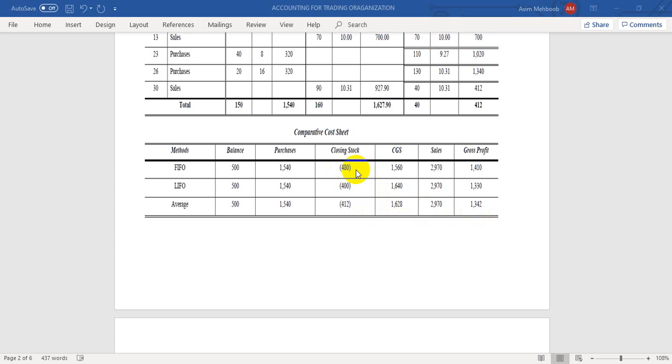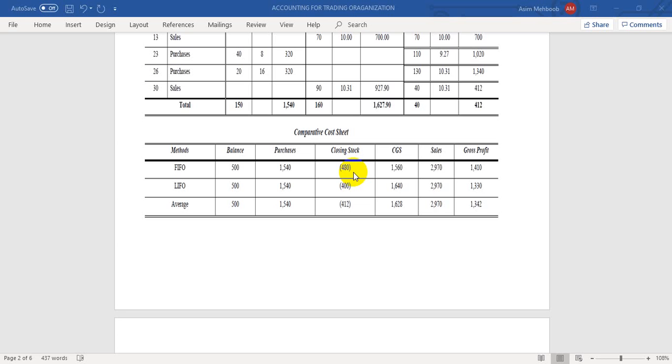So guys, why does FIFO give high ending inventory? Because in FIFO, first in first out, whatever we purchase first, we sell first. So the oldest stock is the cheapest. We sold the first-in item, the item we purchased first. So the cost of goods sold will be low, and the remaining or unsold inventory will be what we purchased last.